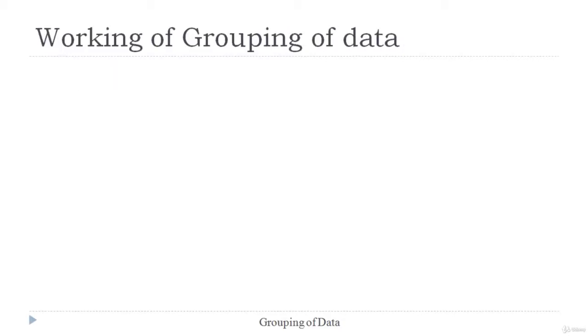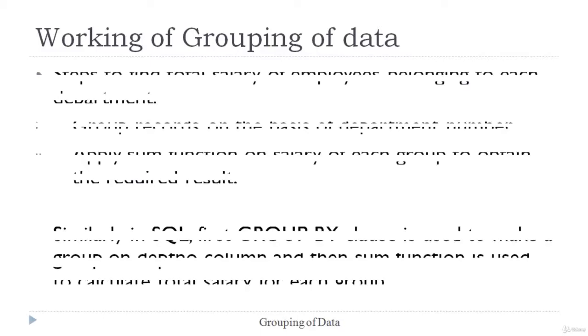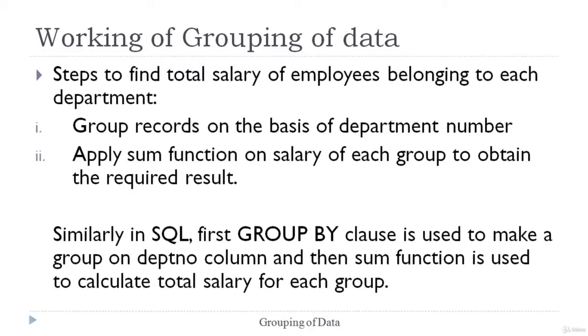To understand the working of group by operation, let us take an example of employee database where we wish to find the total salary of employees for each department. Then in order to find total salary for each department, first task will be to make a group on department number column, and then sum function will be applied on the salary field to find the total salary of each department. And in SQL, we have to use group by clause on department number column to make a grouping on this field.